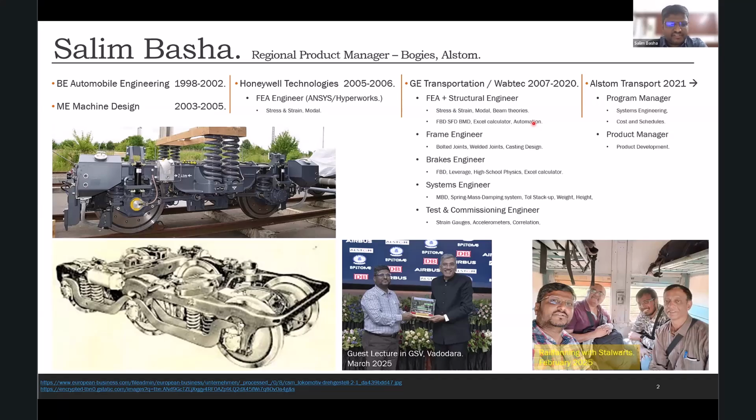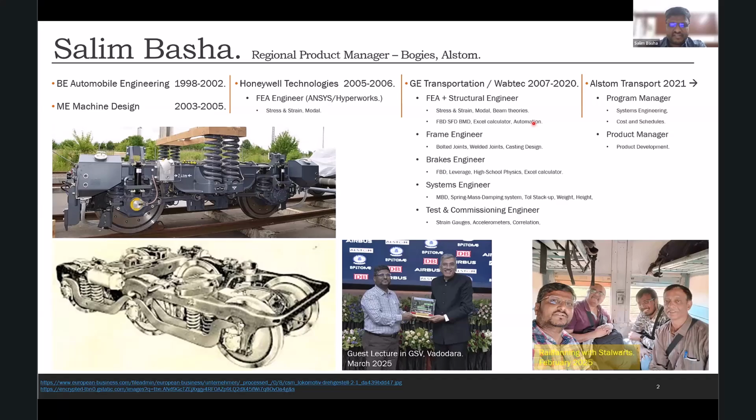I started as a program manager, doing systems engineering, and it's more like a managerial role, as you can see, managing the cost, schedules and system engineering. And then very recently, a couple of years ago, I became the product manager. By product manager, we mean it's more about the product. How do we make the product robust and suitable for all the markets, without developing a new bogie for every project that we have on hand? So that is my current role, which is ongoing.